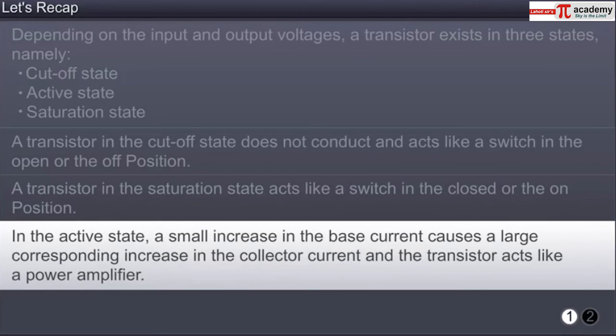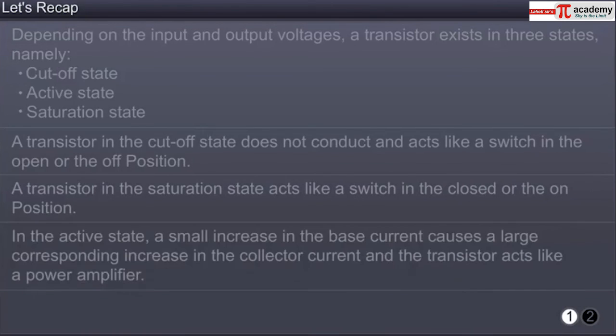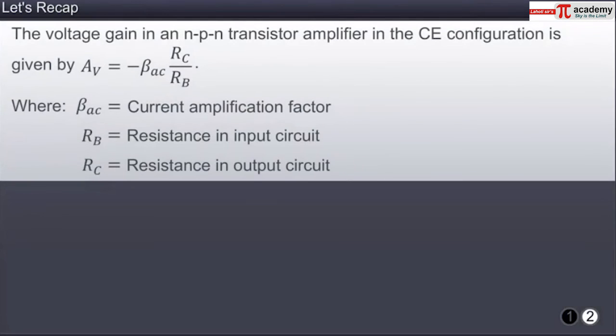In the active state, a small increase in the base current causes a large corresponding increase in the collector current, and the transistor acts like a power amplifier. The voltage gain in an NPN transistor amplifier in the common emitter configuration is given by AV is equal to minus beta AC into RC by RB, where beta AC is the current amplification factor, RB is the resistance in the input circuit, and RC is the resistance in the output circuit.